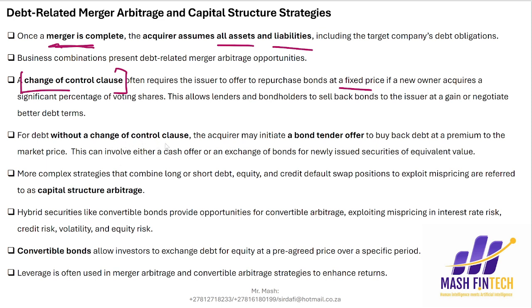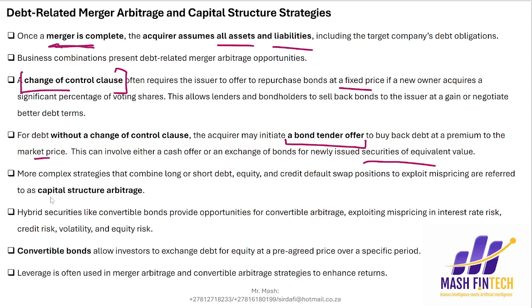Without any change of control, the acquirer might initiate a bond tender offer. So this bond tender offer is to buy back the debt at a premium to the market value or to the market price. And this is going to involve either a cash offer or to say, you know what, we are going to give you part of the stock of the company. So they are going to exchange the bond for newly issued securities of equivalent value to the debt. So that's what would happen without a change of control clause. There will be a bond tender offer.